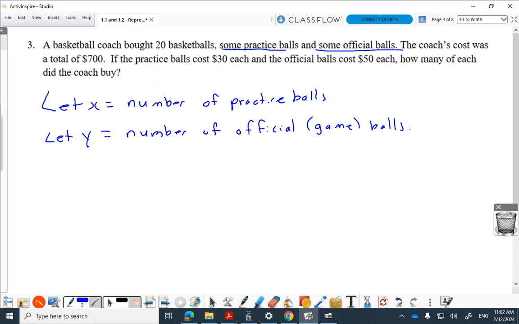Understanding that the practice balls are like those cheap rubberized ones, and the game balls are like, whoa, leather on the outside. You know, these are the ones we're going to use when we're actually competing. Now, friends, I don't expect you to completely get this example yet. This is what we got to work on this chapter, because this is difficult to come up with the two equations.